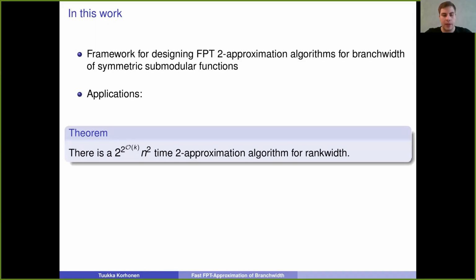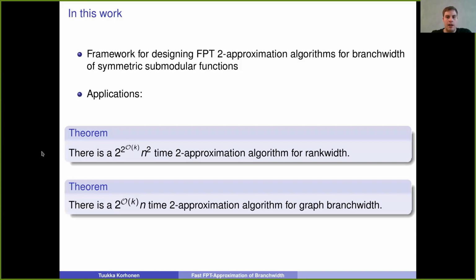First, we show that there is a two-approximation algorithm for computing the graph parameter rank width and the associated rank decomposition with time complexity quadratic in n, the number of vertices, and double exponential in k, the rank width of the graph. Another application is a two-approximation algorithm for computing the graph parameter branch width with time complexity linear in n, the number of vertices, and single exponential in k, the branch width of the graph.